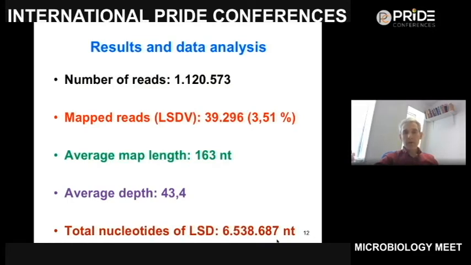Here are some data regarding the sequencing results. The number of reads was more than 1 million, and the reads mapped to the lumpy skin disease reference sequence were about 3.5%. The average mapped length was about 160 nucleotides, and the average depth was around 43. The total nucleotides belonging to lumpy skin disease virus were more than 6 million.